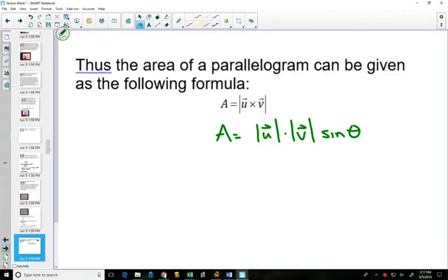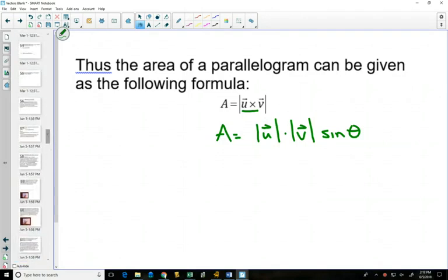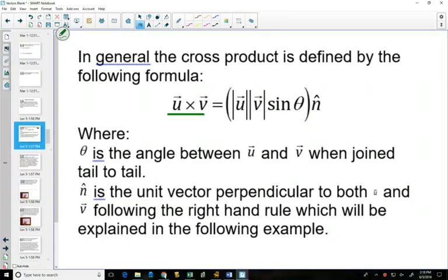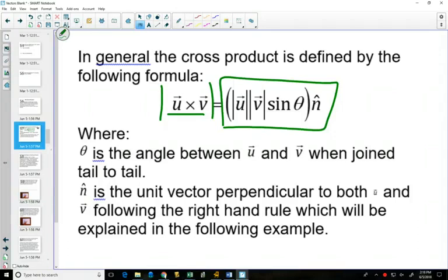Where's the sine of theta? It's in here, right? If we look at the very beginning, u cross v has the sine of theta in it. And as soon as we take the magnitude of this, we will just get this first part, because the magnitude of a unit vector is just 1.